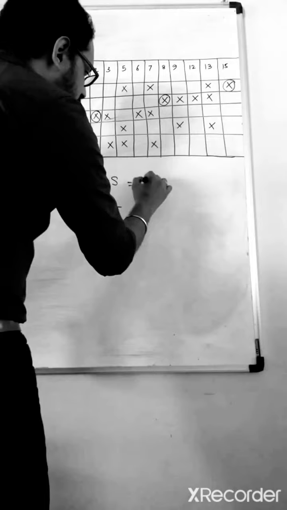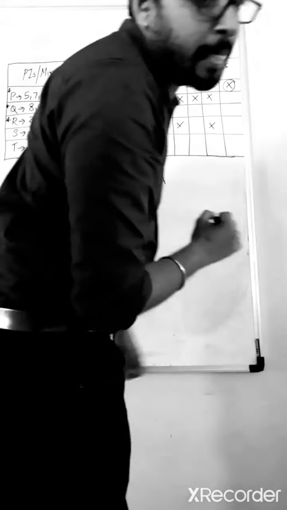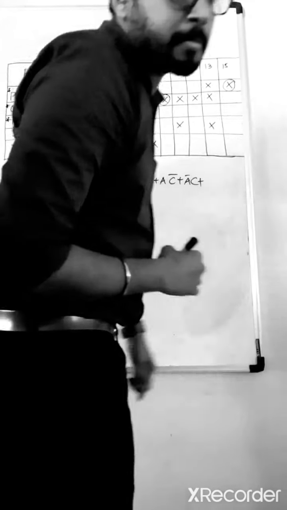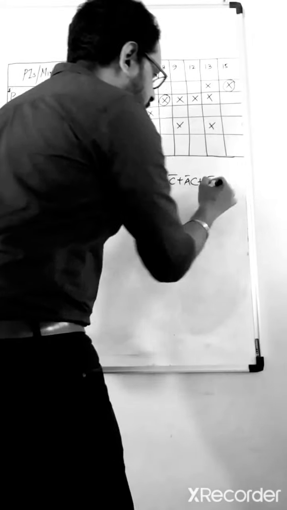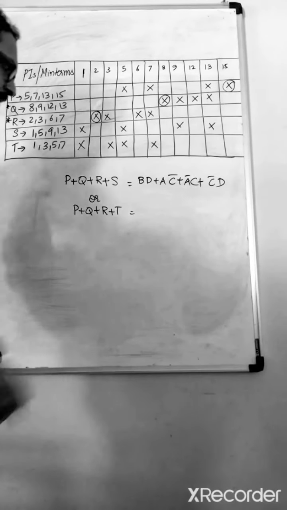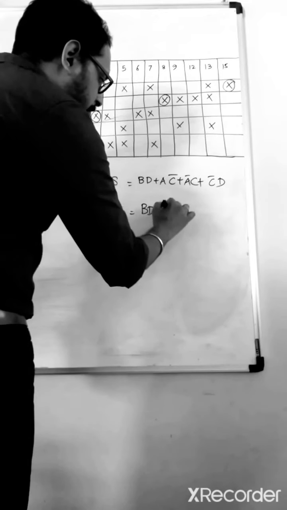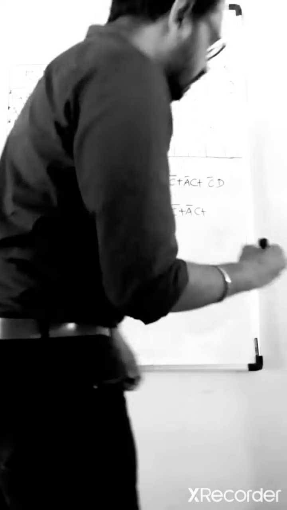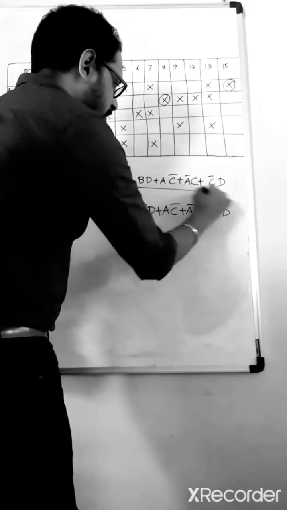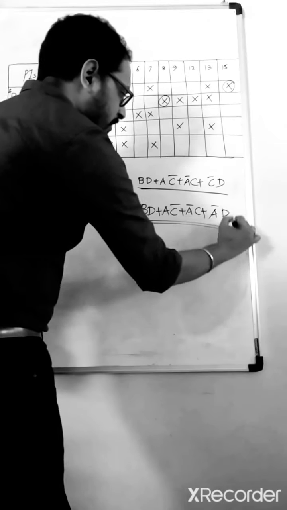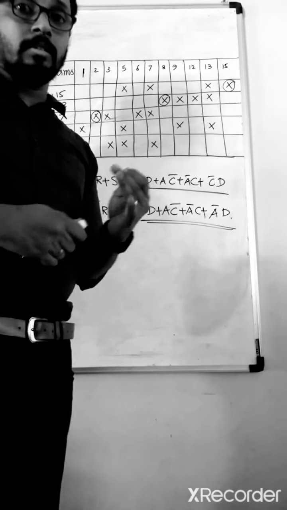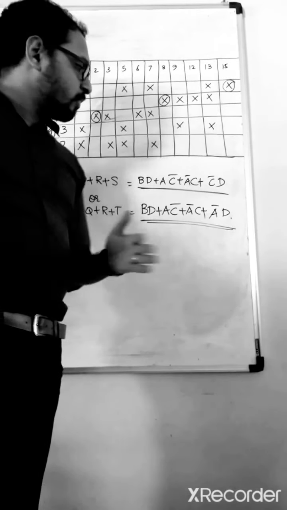And the final answer is BD plus AC bar plus A bar C plus C bar D. These values we obtained from the table itself. Or we can write the answer as BD plus AC bar plus A bar C plus A bar D. This can be the answer, so there are 2 answers for this particular question. Don't expect that every question has 2 answers, but there are chances we can write in both these cases.